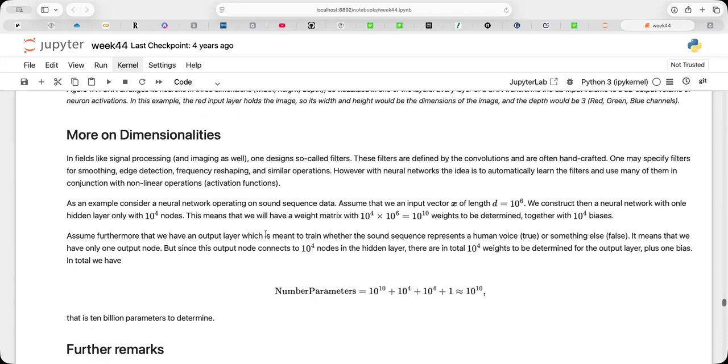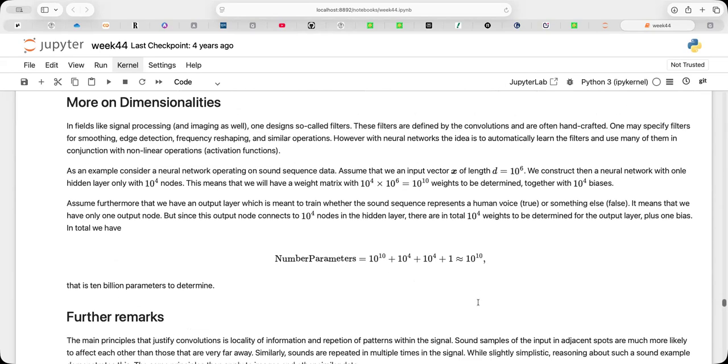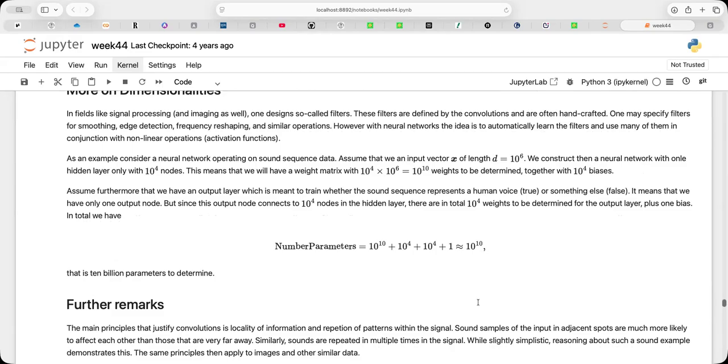And if you have an output layer, which is meant to train whether the sound sequence represents a human voice or something else, so you have a binary case, it means that you only have one output node, true, false. But since the output connects to 10 to the 4th nodes, this is the total number of parameters you would need to train. So something on the order of 10 to the 10th, or 10 billion parameters. That clearly tells you that in one way or the other, we should think of methods to reduce the dimensionality of the problem.